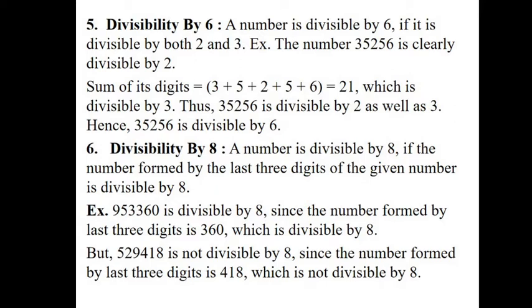Okay. Next, the divisibility rule for 8. The number is divisible by 8 if the number formed by the last three digits of the given number is divisible by 8. So we need to check just the last three digits of the given number. In this number, the last three digits are 360. 360 is the number formed by the last three digits, and it is divisible by 8.